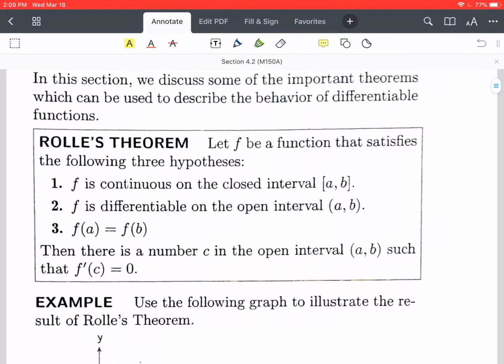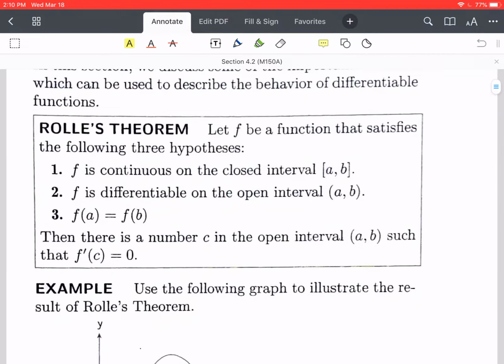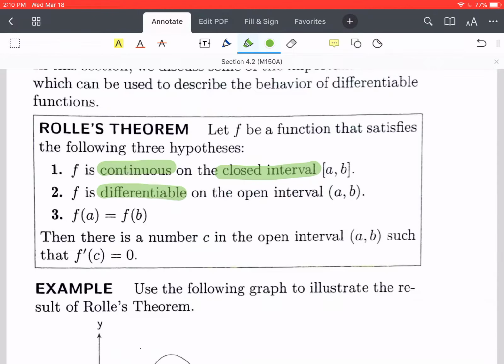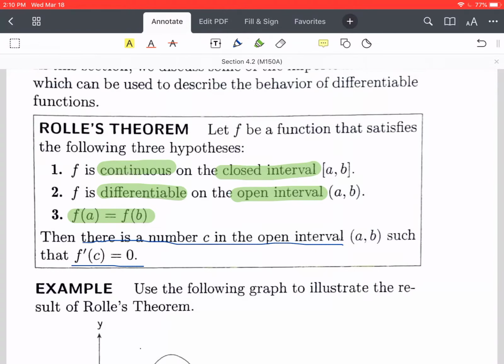Rolle's theorem. So Rolle's theorem says, let f be a function that satisfies the following three hypotheses. So we have three conditions that have to be satisfied. We have f is continuous on the closed interval from a to b. It is differentiable on the open interval from a to b, and f of a equals f of b. If we satisfy these three conditions, Rolle's theorem states there is a number c on the open interval where the derivative is equal to 0.